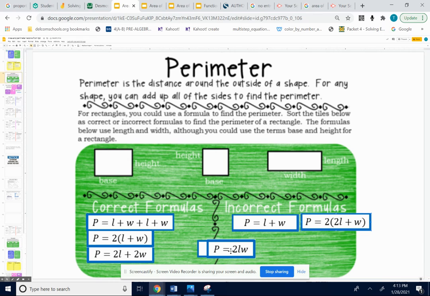2 times length times width. That's incorrect. It doesn't make much sense. That wouldn't be a formula for perimeter. And perimeter equals 4 times the length. Well, 4 lengths isn't the whole rectangle because you're not looking at any of the widths. So that would be incorrect. But again, when you do perimeter, I'm perfectly good with you just adding up the outside side lengths. Let's stop this video here.